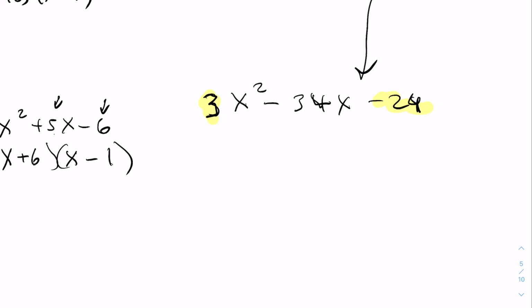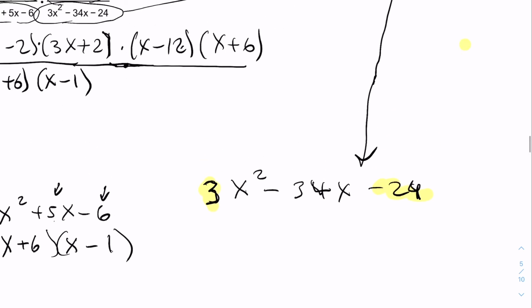And what is 3 times negative 24? It's going to give us negative 72. So what multiplies to negative 72 and adds to negative 34? That's going to be negative 36 times 2 gives us negative 72, and negative 36 plus 2 is negative 34.